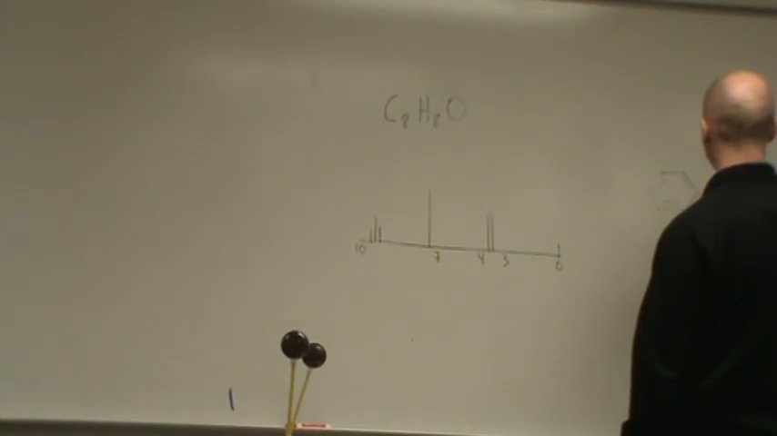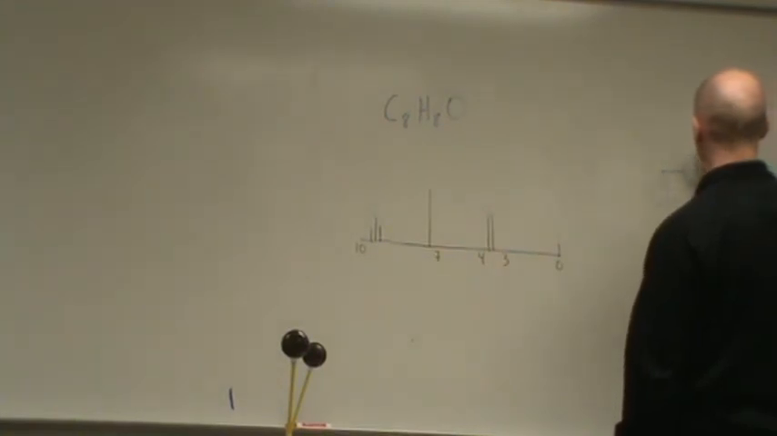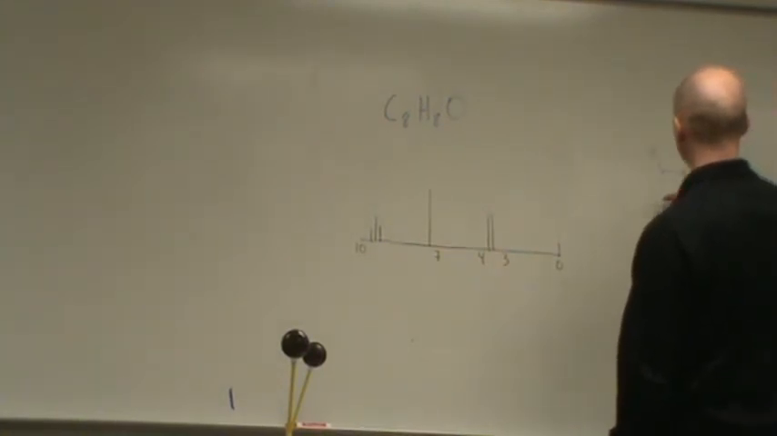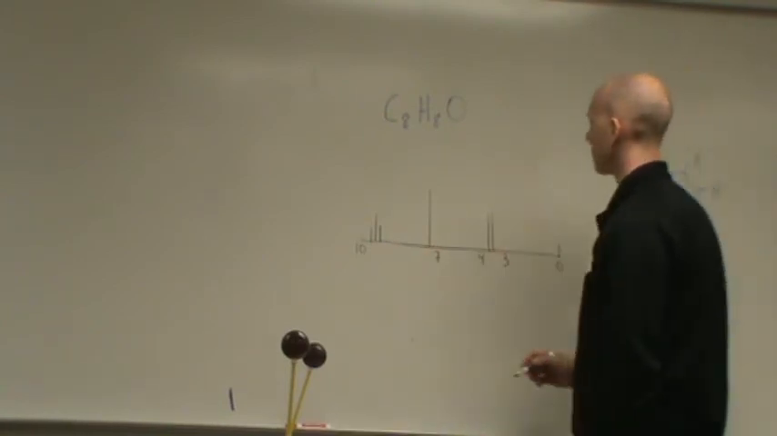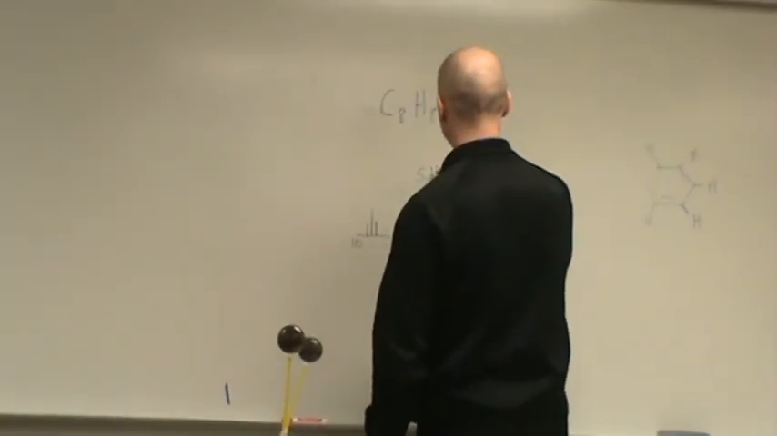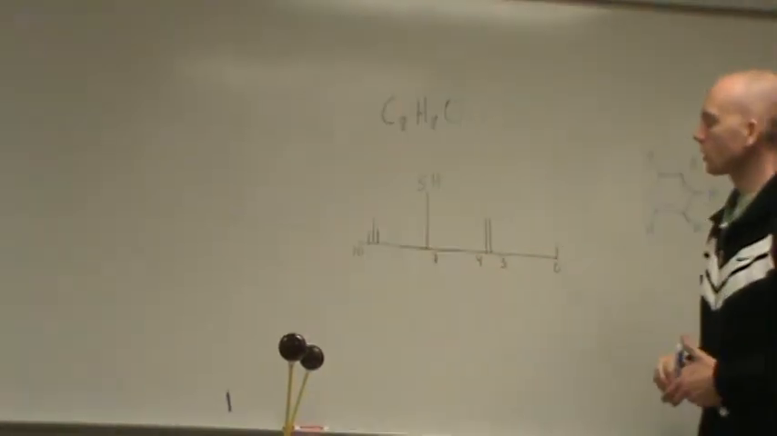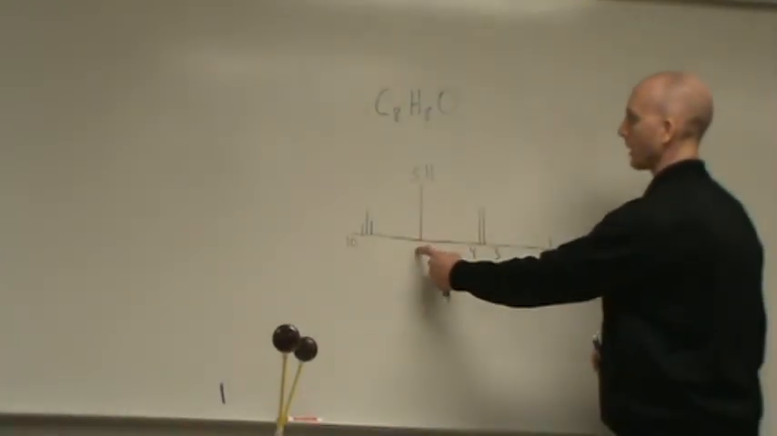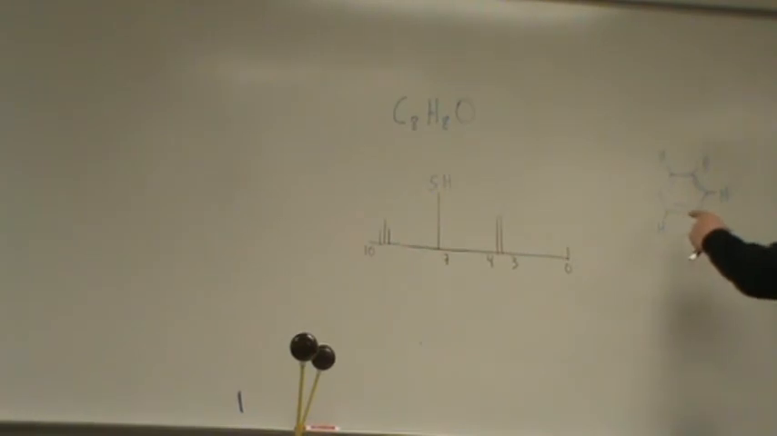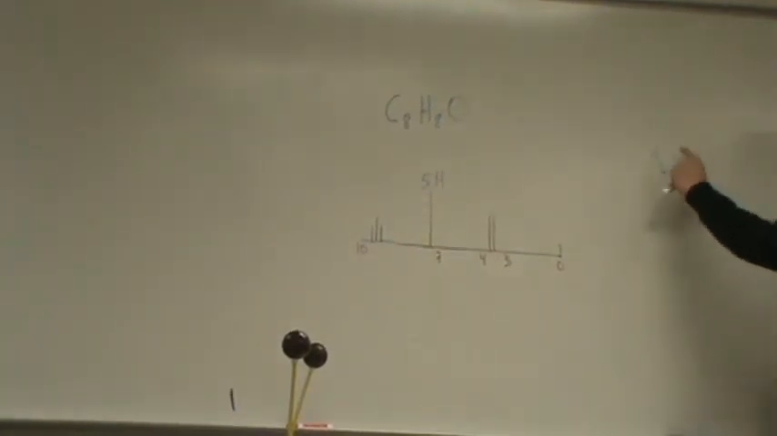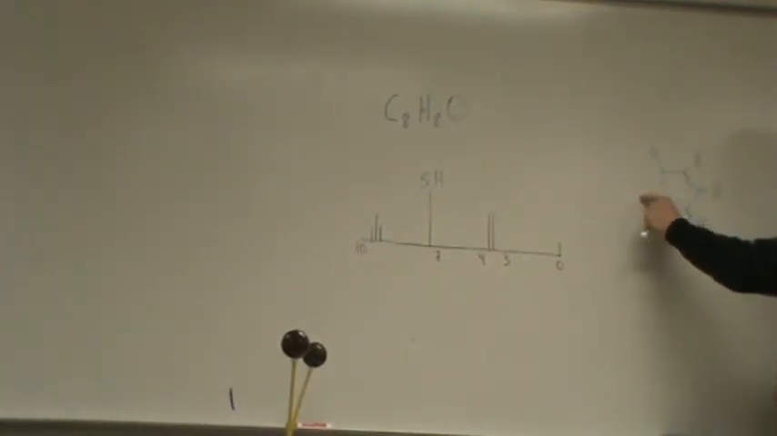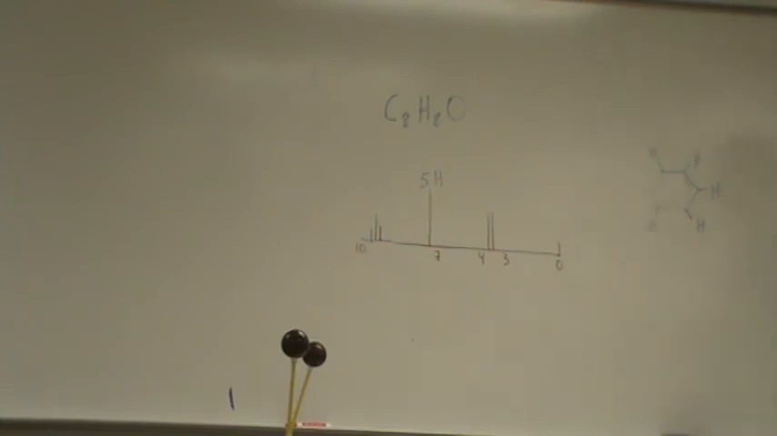So that signal around 7 is representing these 5 hydrogens. Sometimes you can get a singlet in the aromatic region, and that's telling me I got 5 hydrogens, so I just have mono substitution here. I just have 1 group on the benzene. Some of you were trying to do 2 groups. No, you didn't see 2 doublets, did you?